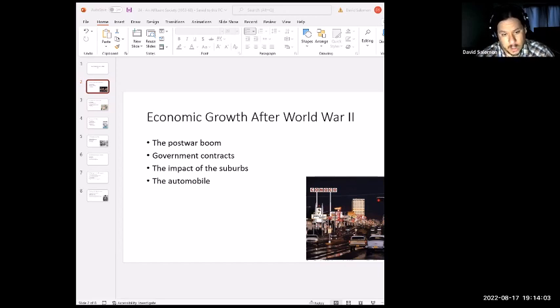Okay. As more people moved to the suburbs, especially in the West, there was an increased demand for housing, which led to huge growth for the housing industry. Think about where the housing industry was during the Great Depression, right? It was pretty much stagnant. There's no construction going on. But in the 1950s, all the way into mid 70s, the housing market was booming.